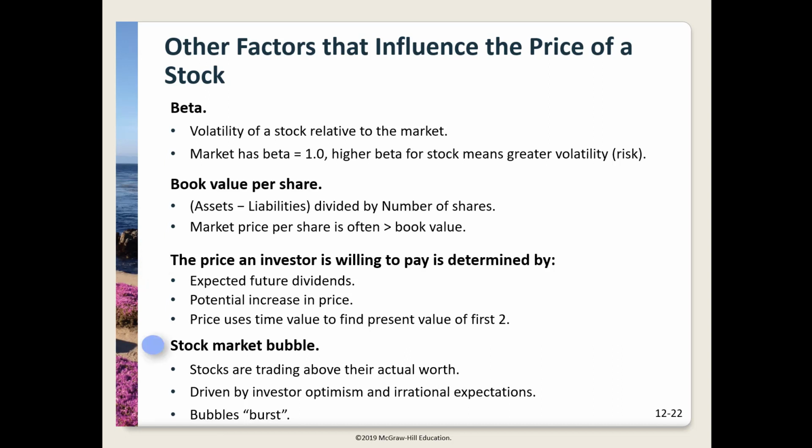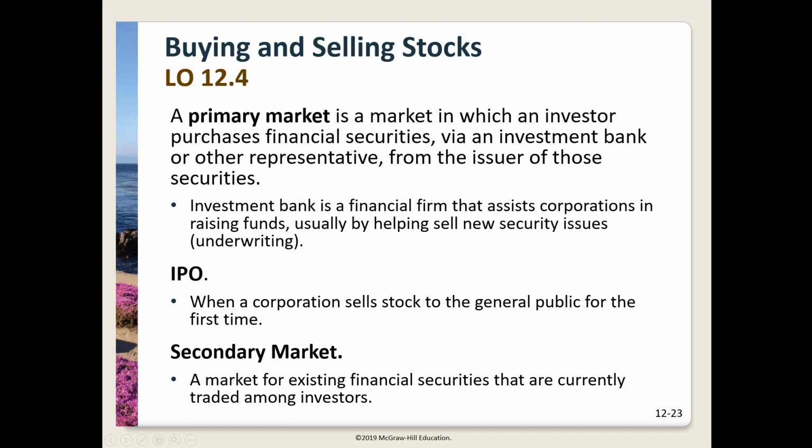Finally, be careful of market bubbles. Investors become overly optimistic and drive prices above reasonable levels. Bubbles burst. Common stock trades in 2 basic types of markets, primary and secondary. The primary market is when a firm sells stock directly to an investor, usually via an investment banking firm. The key point is that the money from the sale goes to the issuing firm. When a firm goes public for the first time via an IPO, it's done in the primary market.